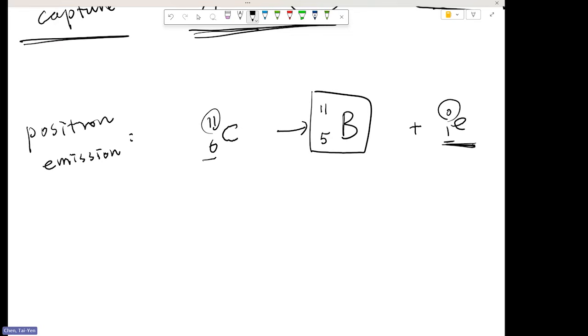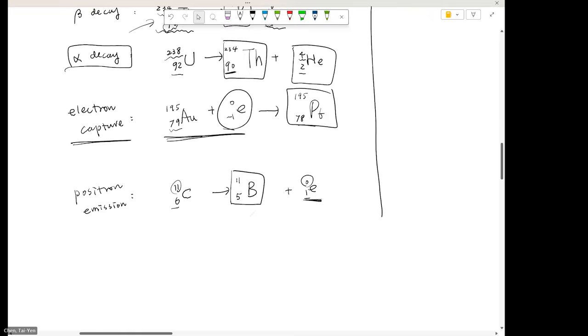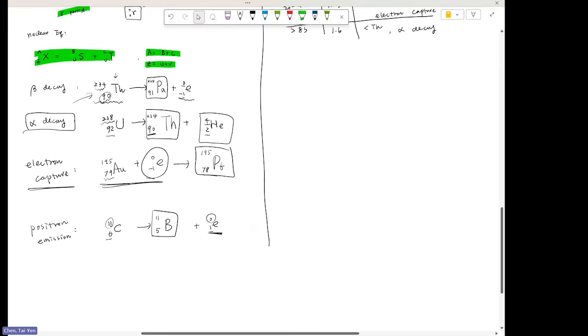I hope this example makes it clearer what alpha decay, beta decay, and positron emission mean. All these things, you write these particles on the product side. But if you have an electron capture, capture means you need to write your electron on the reactant side. So that's the first thing.